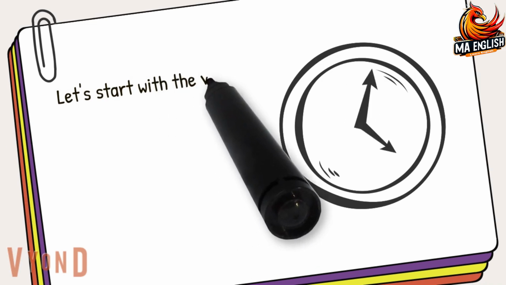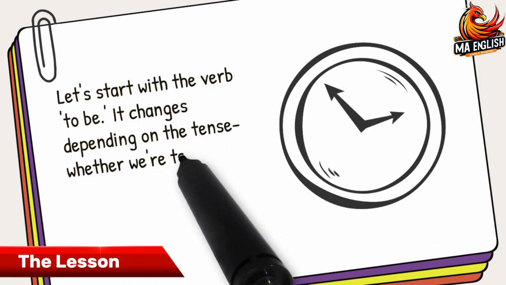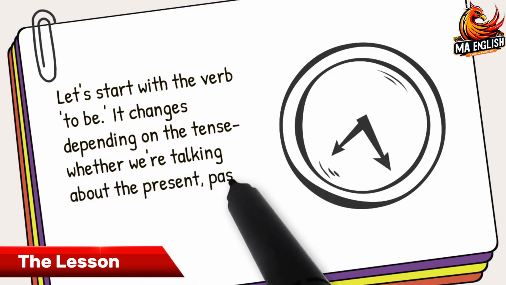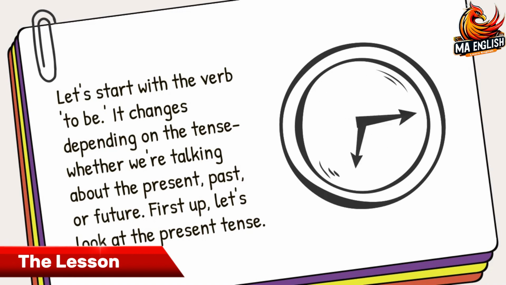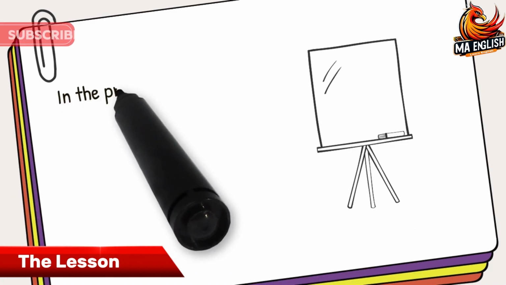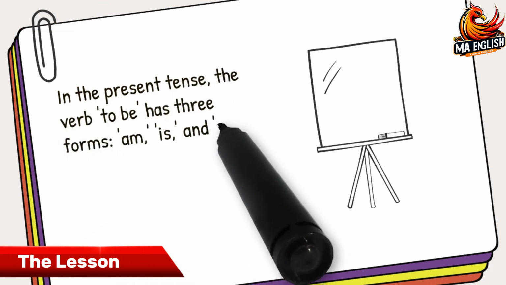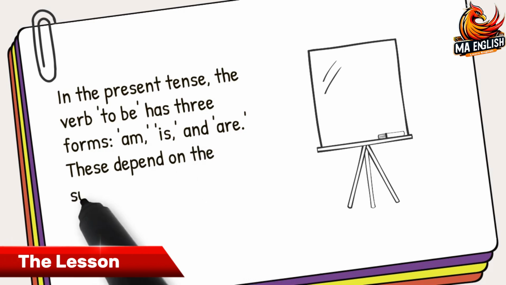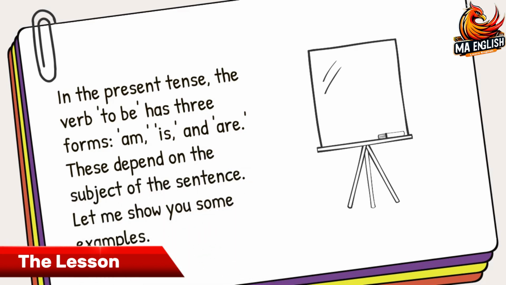Let's start with the verb to be. It changes depending on the tense, whether we're talking about the present, past, or future. First up, let's look at the present tense. In the present tense, the verb to be has three forms: am, is, and are. These depend on the subject of the sentence.